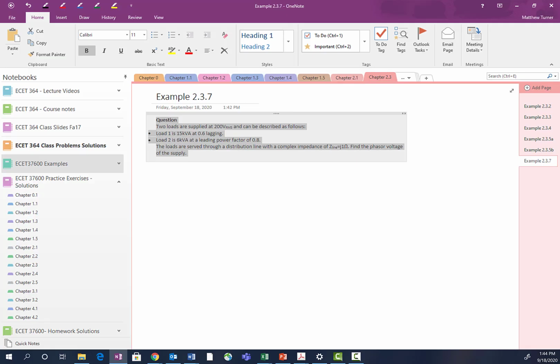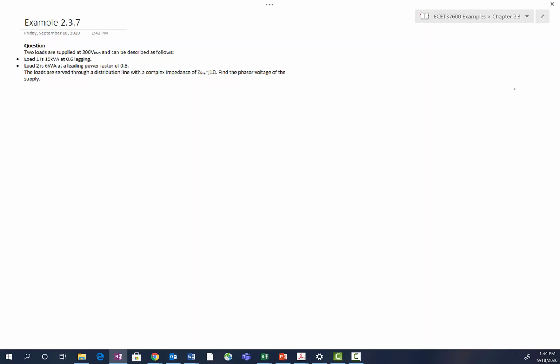So, let me get my pen up here. The answer to this starts by constructing the system model and making sure we know what's going on here. We were told that there's two loads. We should know by now that loads in power systems are parallel. So we've got two loads, load 2 and load 1.